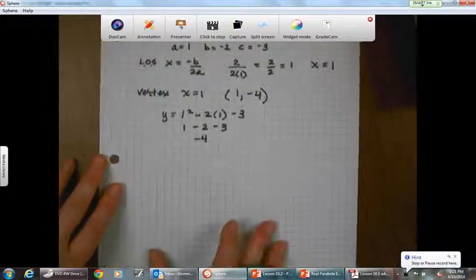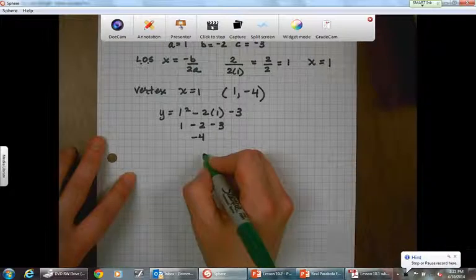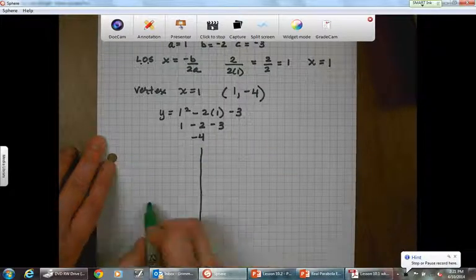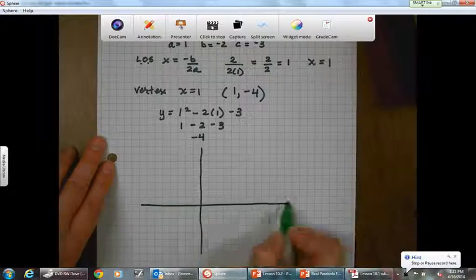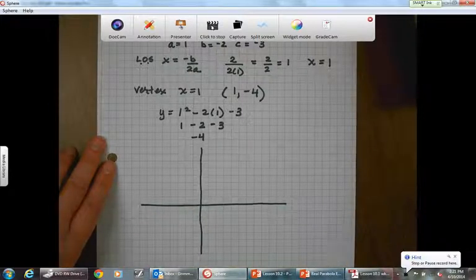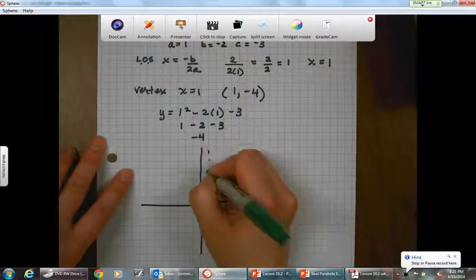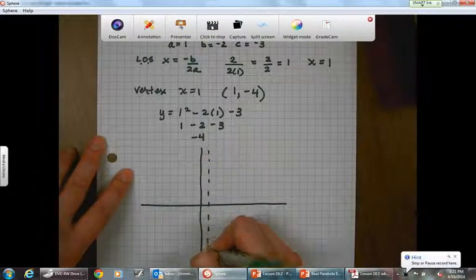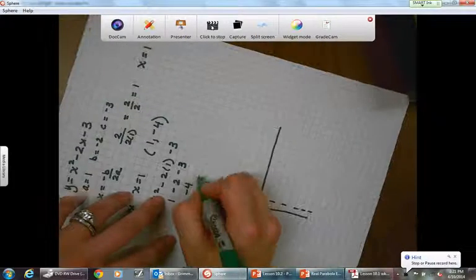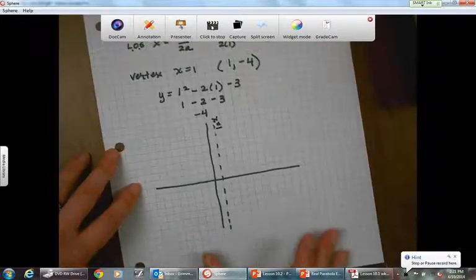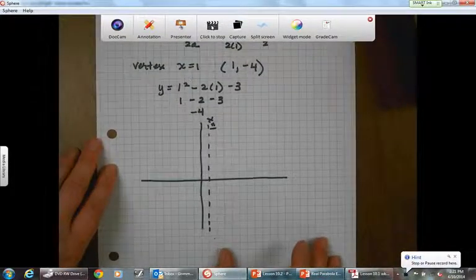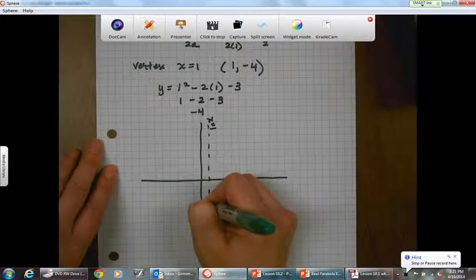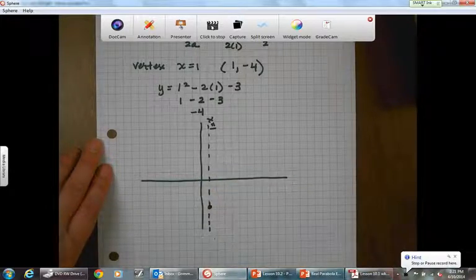Okay, so now I'm going to go to my graph. This is just me, but I do like to go ahead and kind of dot in my line of symmetry. I think it helps me when I go to graph. Okay, so that's x equals 1. My vertex is 1, -4. Make sure I count by ones this time so I don't confuse myself.